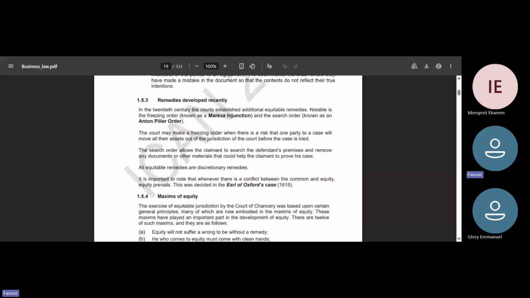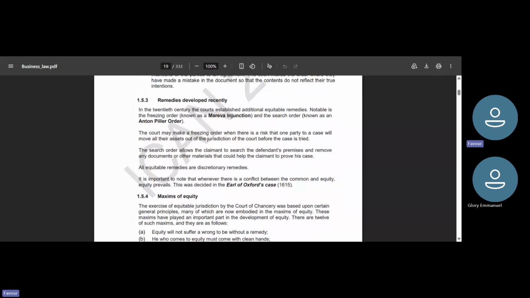So there are some remedies that were developed recently, right? One of them is the freezing order, also known as the Mareva injunction, and the search order, also known as the Anton Piller order. So the freezing order is when there's a risk that one party will remove all their assets out of the jurisdiction. I think you should have heard things like, oh, they have frozen the account. The court has issued a freeze order on all their assets.